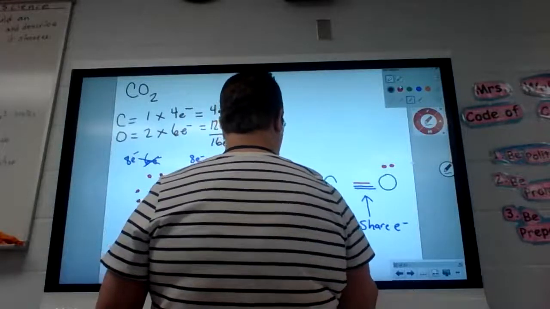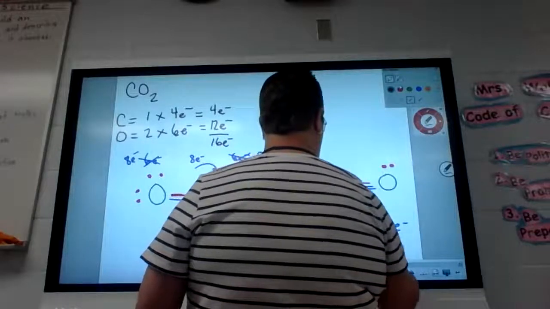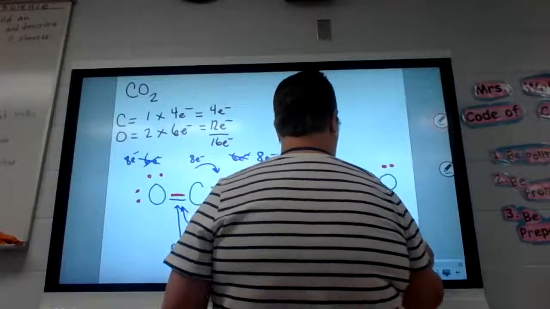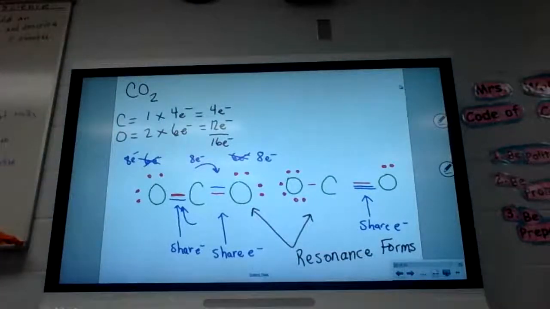They're called resonance forms. It's okay if we only wrote one of those examples. I would write both and put resonance forms there. You are going to see that word again. All right, resonance forms. Both of those would be correct.